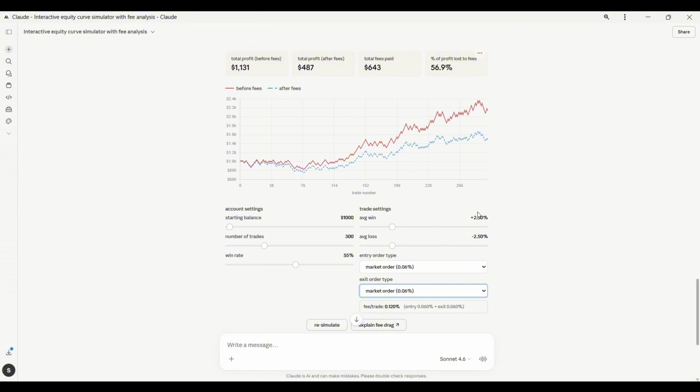So this should really help. I hope this helps to really emphasize fees are a big deal and you need to know your numbers.